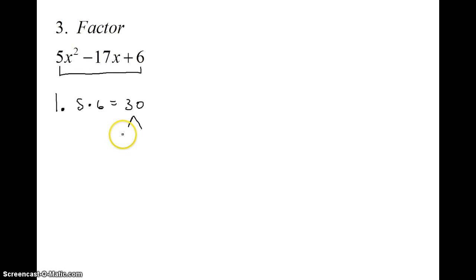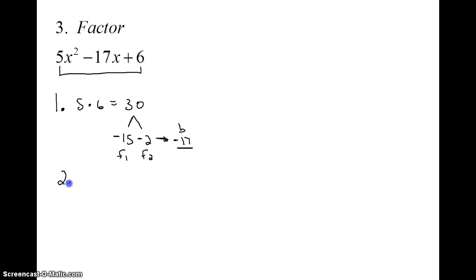In this case, I know 15 times 2 is 30. And look at the numbers: when you add 15 plus 2, that's 17. But we do want a negative 17. So we have to make this one negative and this one negative. When you multiply those two, negative times negative, it's going to be positive 30. And when you combine the two numbers, you get negative 17. So that's your b value right there. That's the first step. This is my factor number 1, and this is my factor number 2.